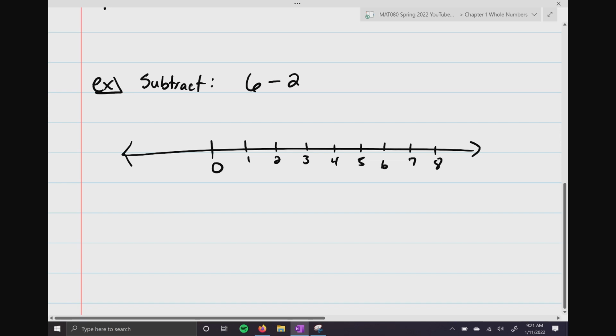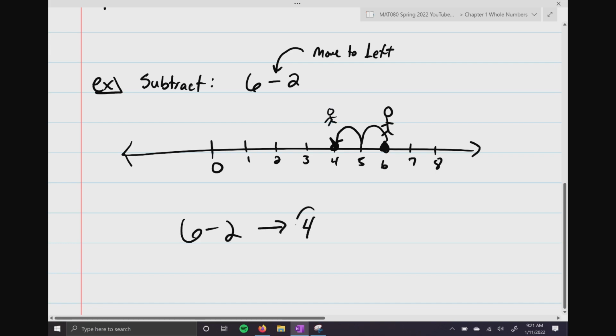Okay? And what this problem is telling me here is, okay, we're going to start at the number 6. So I'm going to put a little dot on number 6. Now, the minus sign tells me we're going to move to the left. Okay? And how many spots are we going to move to the left? 2 units. 6 minus 2. So I'm going to go 1, 2 units to the left. And notice here I end up at 4. Therefore, 6 minus 2 is 4. Okay? So now the question becomes, all right, well, what happens if the numbers get a little bit larger?